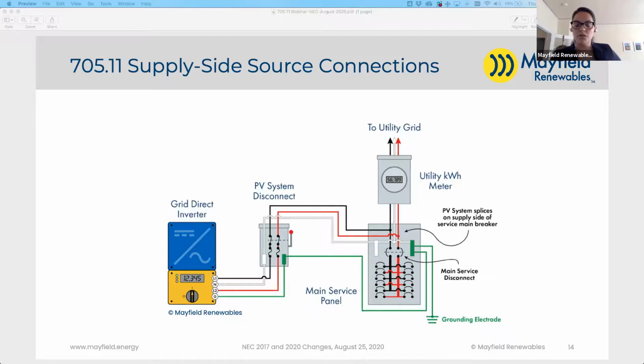So that code reference for OCPD requirements in DC to DC converter source circuits, again, was NEC 690.9(A). Yes. All right.